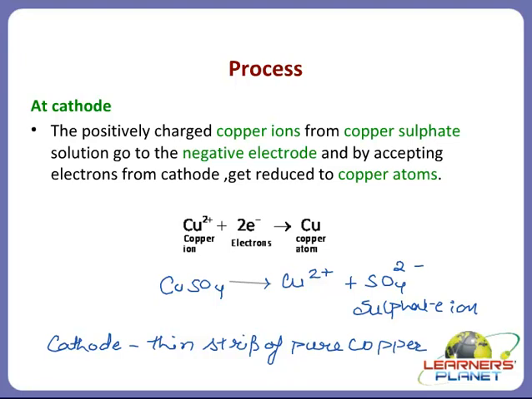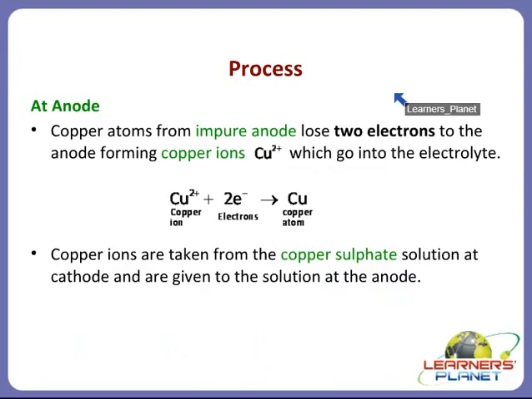So what will happen? This copper will keep on depositing on this thin strip. So at the end, what will happen to the thickness of the strip? It will become thicker and thicker. Now let's see what happens at the anode.